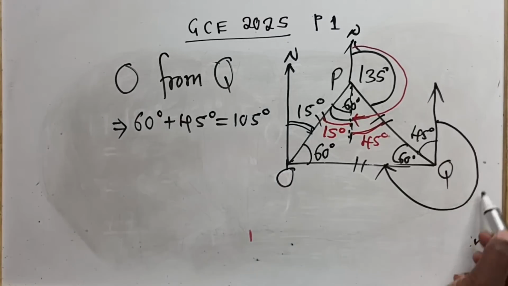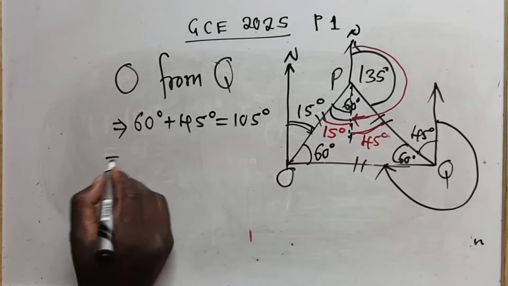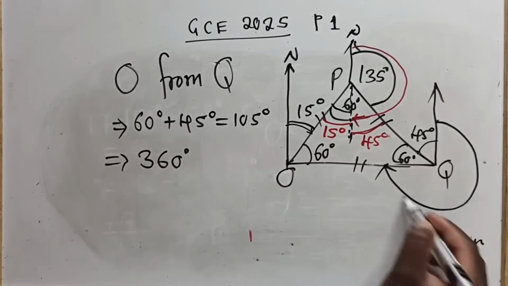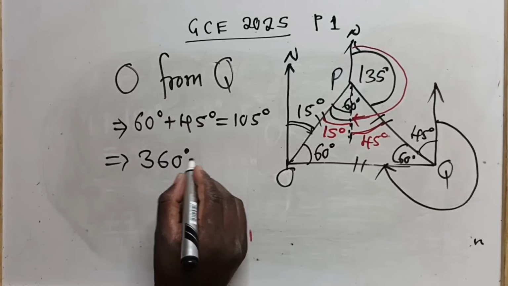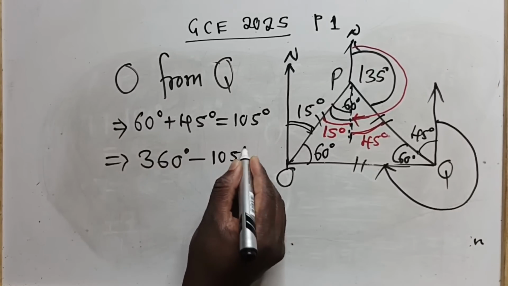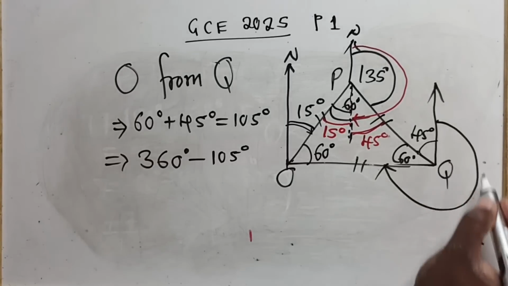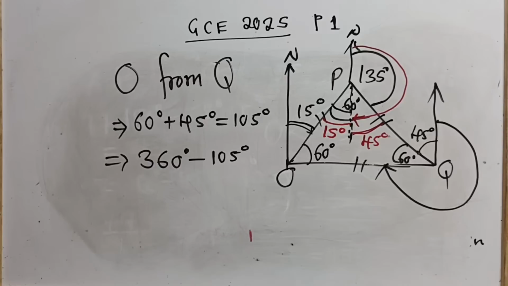So now we know this part. For us to find this angle, we're going to use the property of a circle, which says that a circle has got 360 degrees. We subtract 105, the sum of this part, and we'll remain with what we have here. So when we say 360 minus 105, am I doing the right thing? Are you following? Are we doing the right thing here?